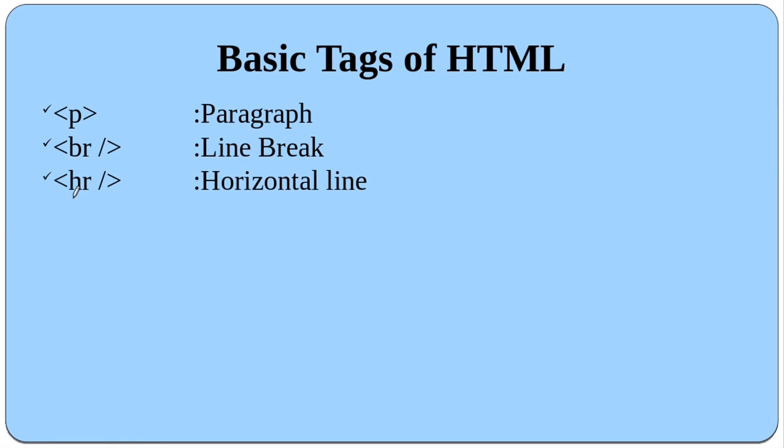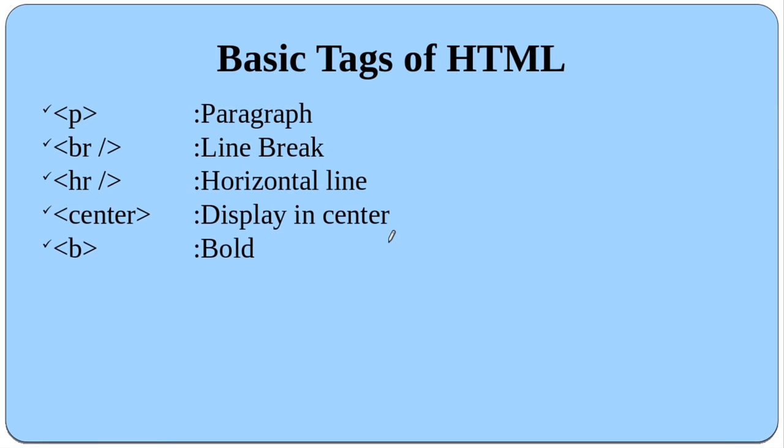HR tag, horizontal line tag, used to insert a horizontal line. Center tag, it is used to display the text at the center of the web page. Bold tag B, used to display the text in bold font. Italic tag I, used to display the text in italic style. Underline tag U, used to underline the text.